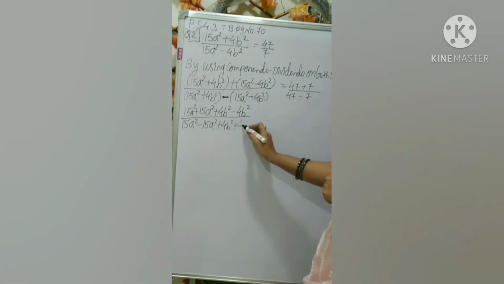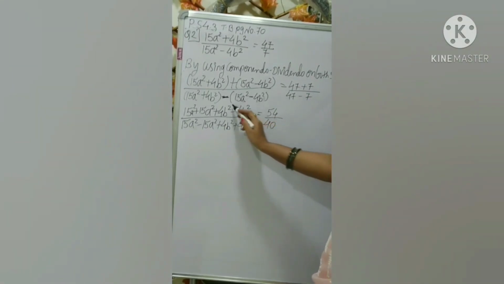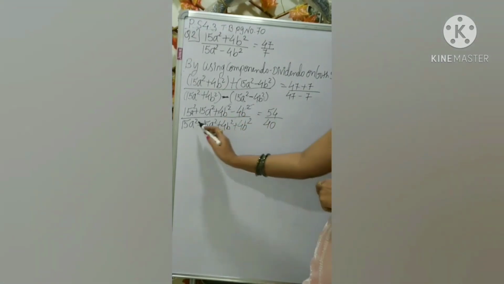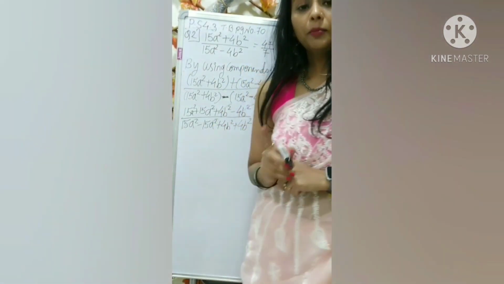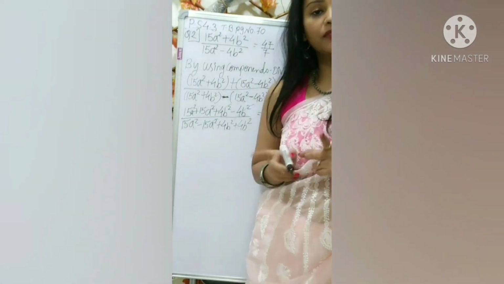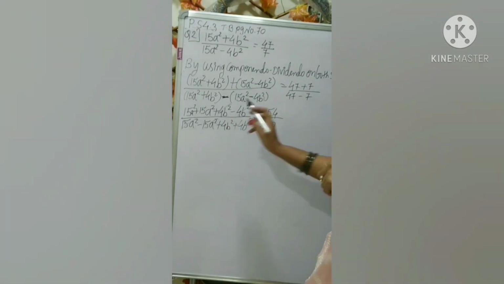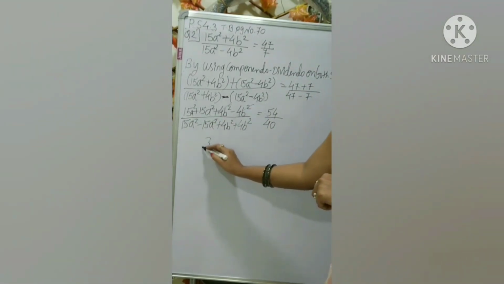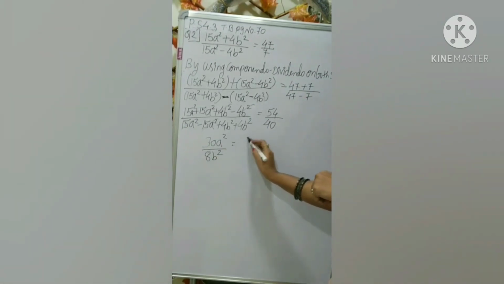Minus into minus will become plus 4b square, is equal to 47 plus 7 is 54 and 47 minus 7 is 40. 4b square will get cancelled. 15a square will get cancelled. The reason why we are cancelling this is because like terms with opposite signs are always subtracted. So that's why we have subtracted 4b square, 15a square. Now the sum of 15 and 15 is 30a square upon 8b square, whereas this will be 54 upon 40.